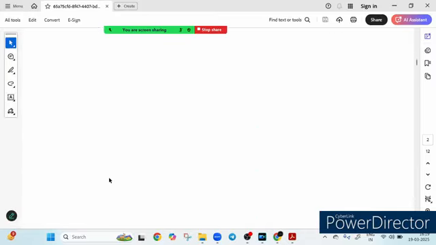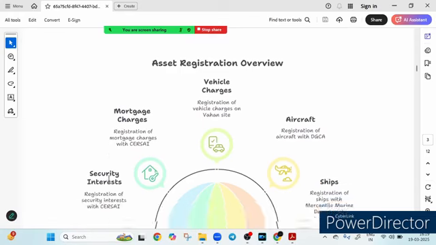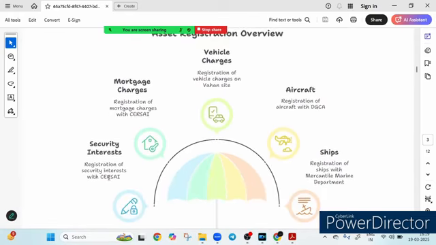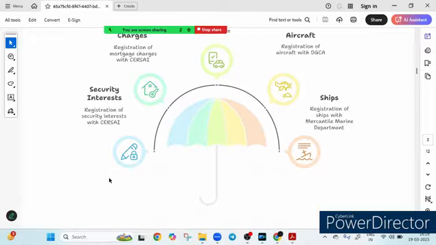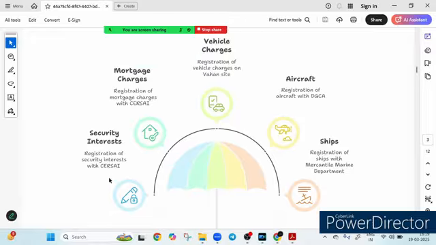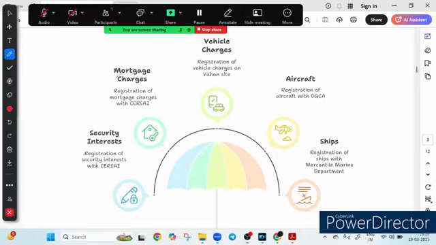Now we move forward to the next topic, which is the asset registration overview. In this particular diagram, we will be able to clearly look at the asset registration overview, a key step in securing assets legally. At the heart of this process, we have various types of asset registration, each protecting a different category. So the first kind of charge you can see is called the mortgage charge.